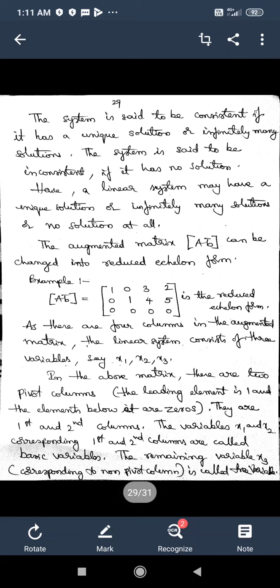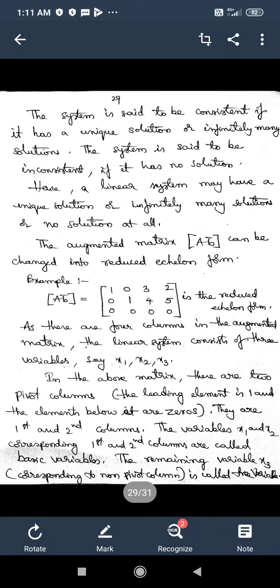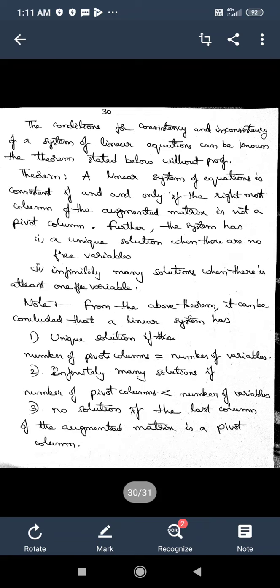Therefore, these first and second columns pertain to the variables x1 and x2, and those variables x1 and x2 are called basic variables. The remaining variable, which does not pertain to a pivot column, is called the free variable. So here in this example, x3, which corresponds to a non-pivot column, is a free variable.